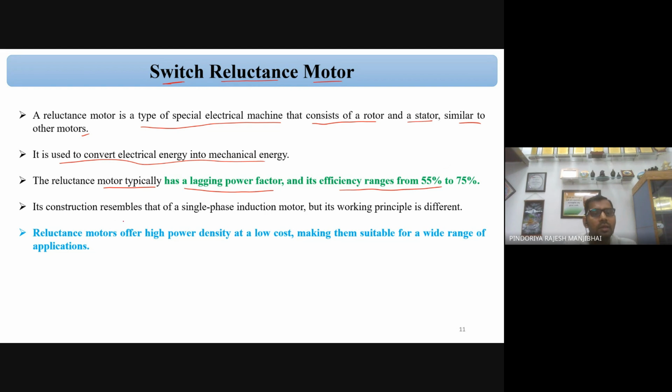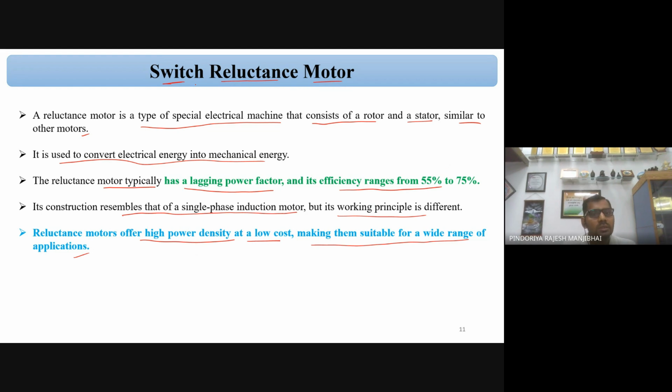Its construction resembles that of the single phase induction motor, but its working principle is different. Otherwise, we can say it is the same as the induction motor, but this switch reluctance motor is under the category of synchronous motor. Reluctance motors offer high power density at low cost, making them suitable for a wide range of applications.